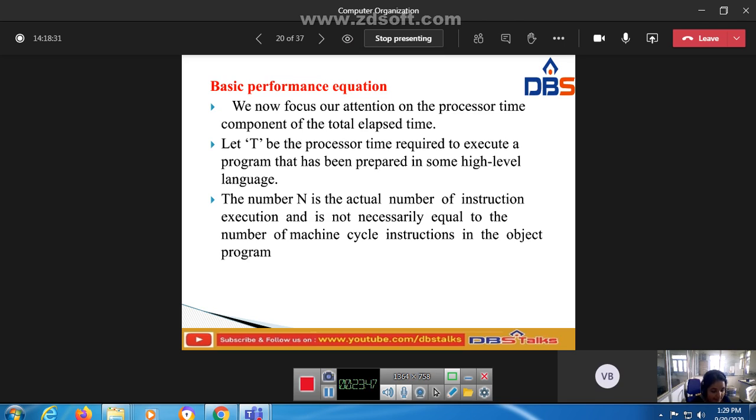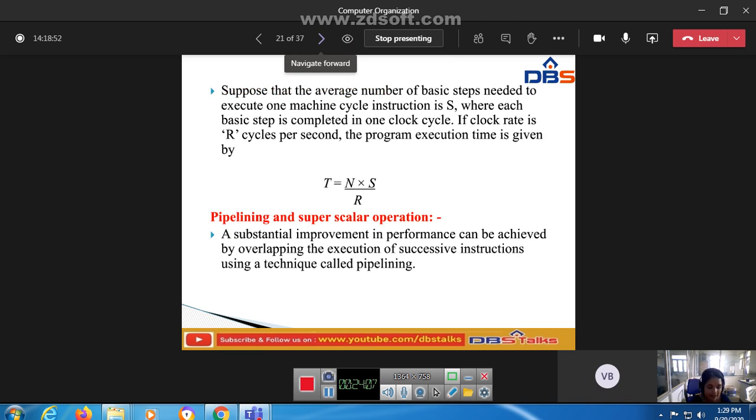Suppose the average number of basic steps needed to execute one machine instruction is S, where each basic step is completed in one clock cycle. If the clock rate is R cycles per second, the program execution time is given by T = N × S / R. Okay, T = N × S / R. Here N, S, and R are not independent parameters. Changing one may affect another. Introducing a new feature in the design of a processor will lead to improved performance only if the overall result is to reduce the value of T.